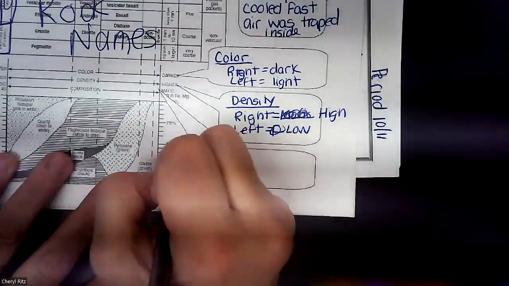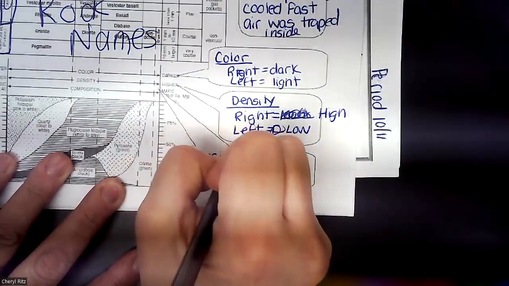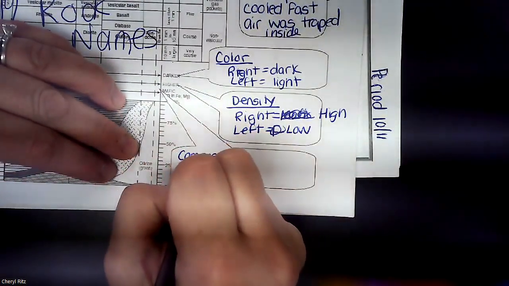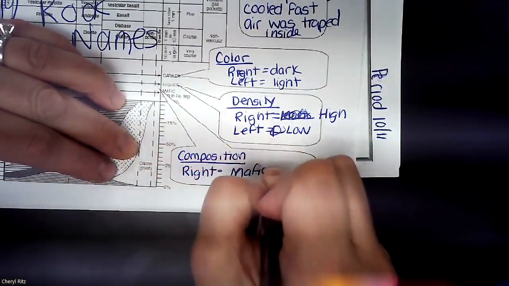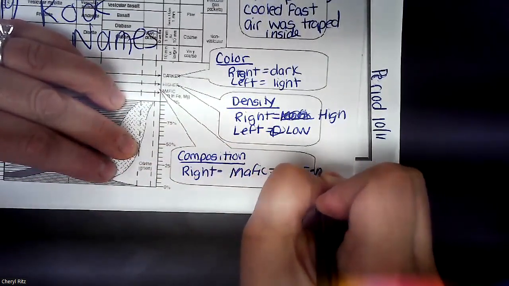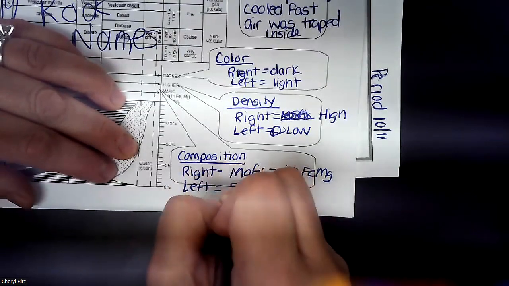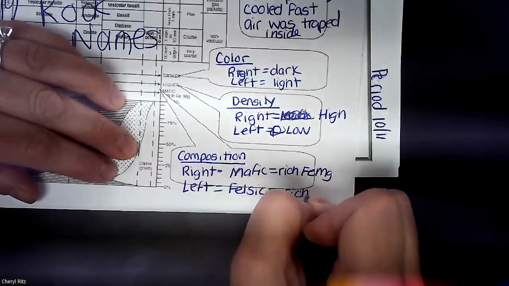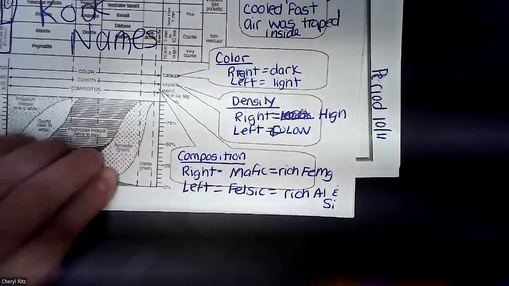And then composition. Again, right equals mafic. And all mafic means is rich in Fe and Mg. Left equals felsic, which just means rich in Al and Si.